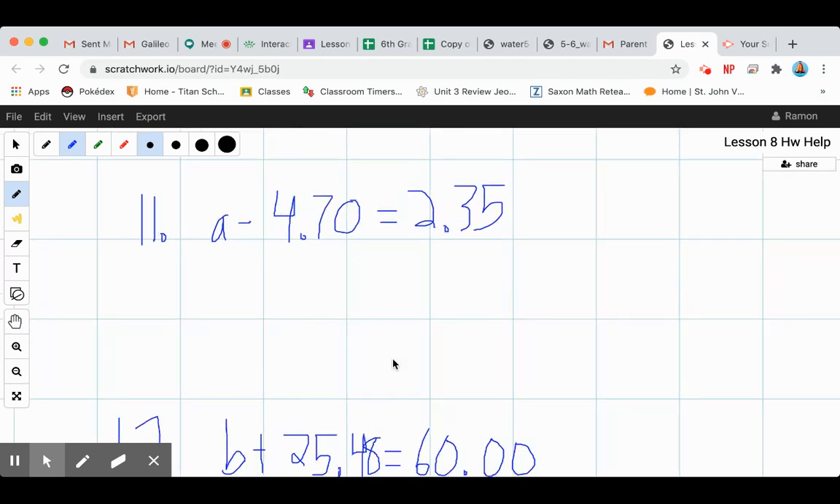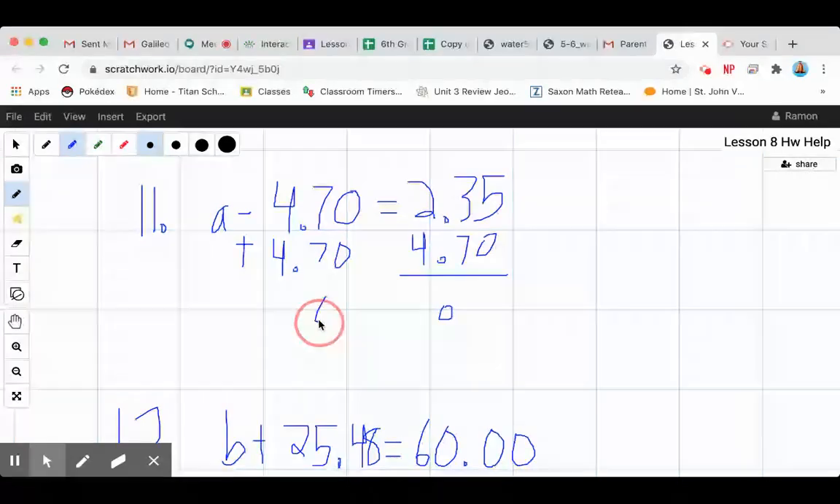For number 11, we're going to use inverse operations. A minus $4.70 equals $2.35. We are subtracting, and the inverse of that is addition. Since we are adding decimal numbers, we want to make sure that our decimals are aligned. And then from there, you just simply find the sum, and you will find the dollar value for A.